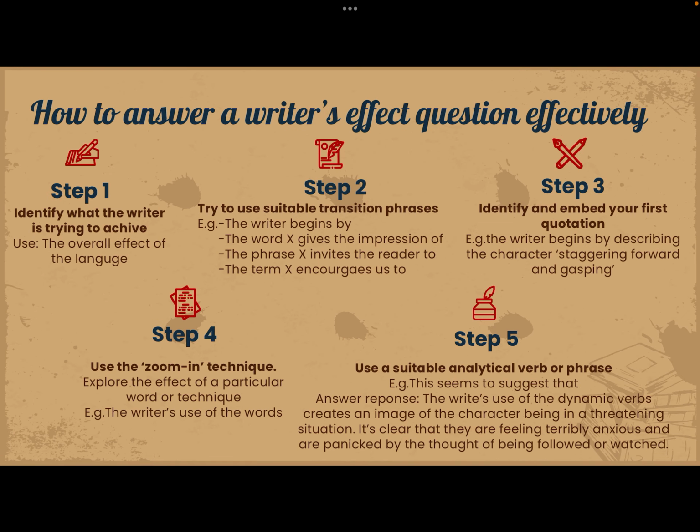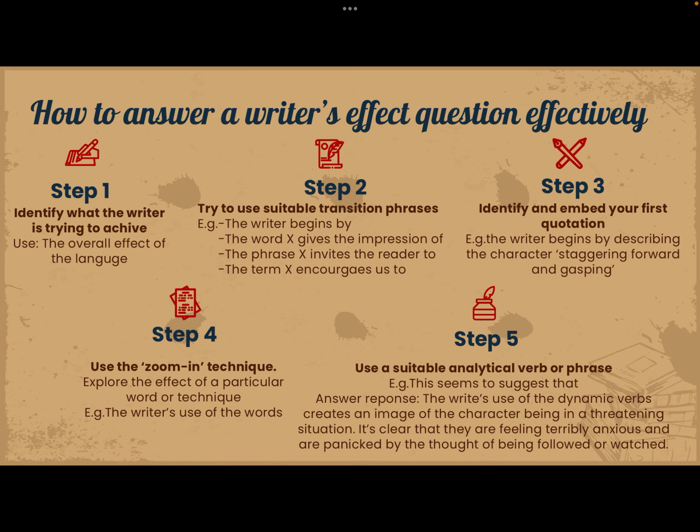Moving on, we have the ideas on how to answer a writer's effect question effectively. So step one is to identify what the writer is trying to achieve, and this can be done by using the sentence to describe the overall effect of the language. In step two, we have to try to use suitable transition phrases. This can be like the word X gives the impression, the phrase invites the reader, the term X encourages us to. In step three, we have to identify and embed our first quotation.